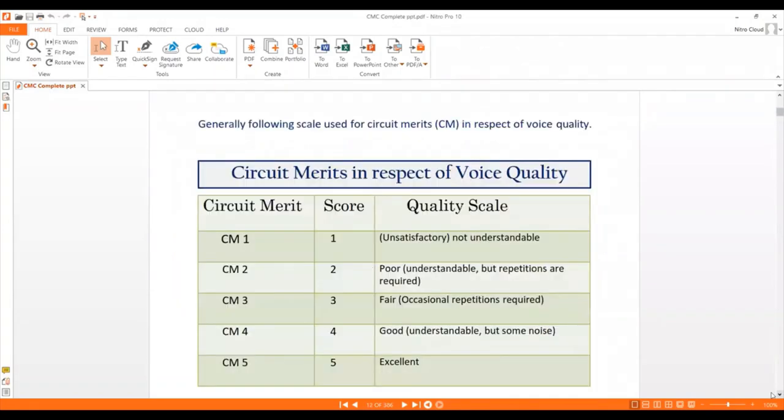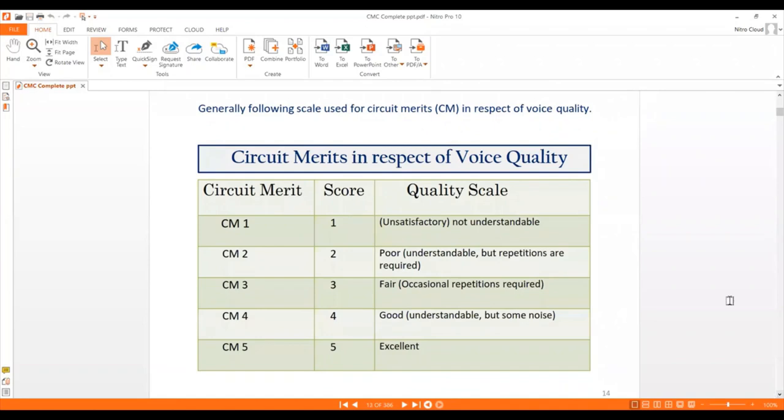Moving towards how this voice quality is measured, what are its circuit merits? It is given a score of 1 to 5. Now you can look at this one. What are the scores given? For 1, it is given CM1. 1 means not understandable, unsatisfactory. It means the voice exchanged between the subscribers is not so clear.